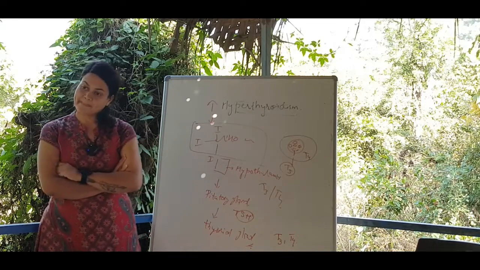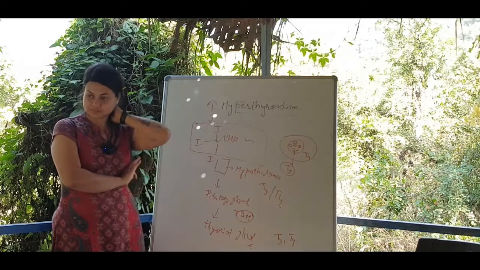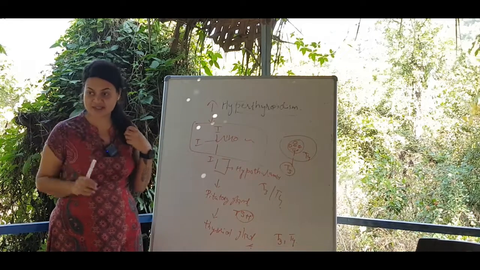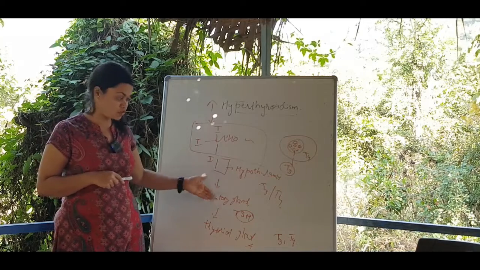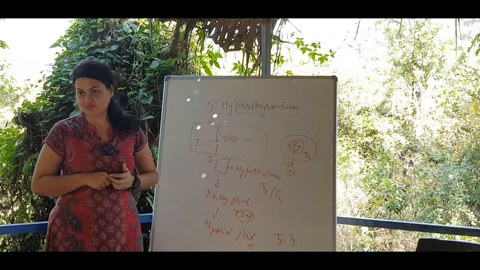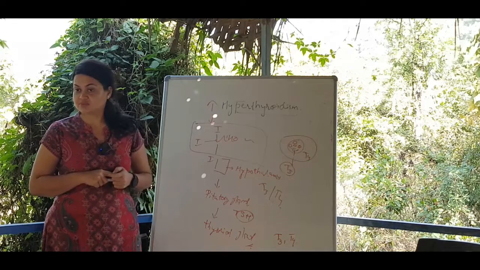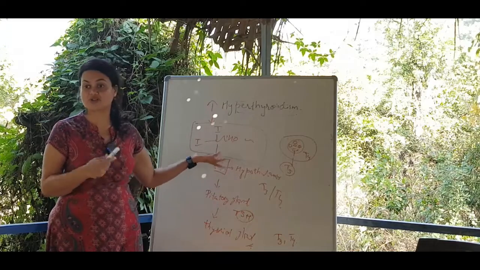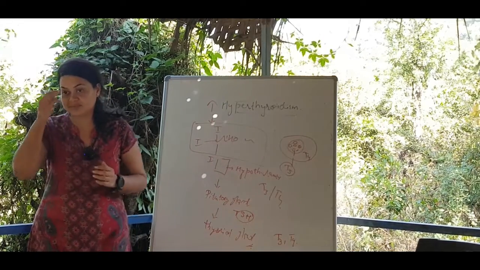So when there is a problem in TSH, the problem is in the pituitary gland. The pituitary and thyroid axis. It can be the pituitary gland also, it can be the axis also. The hormone is maybe produced, but it doesn't reach the thyroid. Or maybe the hormone itself is not produced in the pituitary gland.